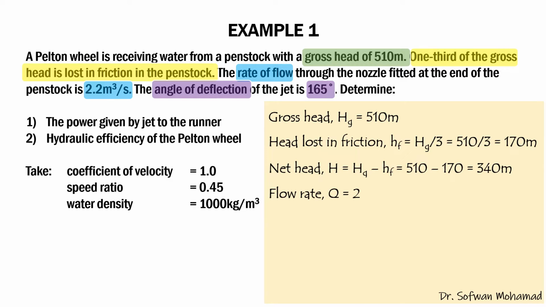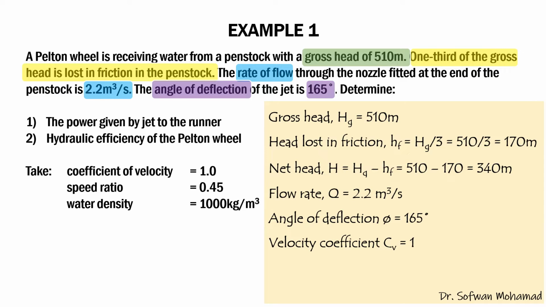And then the flow rate, Q equal 2.2 meter cube per second, angle of deflection phi equal to 165 degrees, and velocity coefficient CV equal to 1.0, speed ratio Ku equal to 0.45, and water density equal to 1000 kg per meter cube.